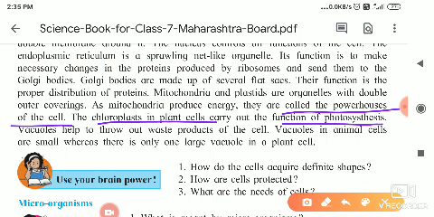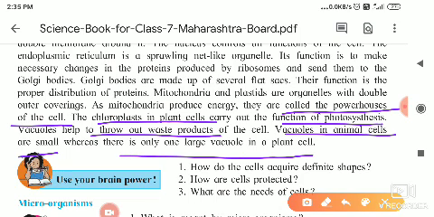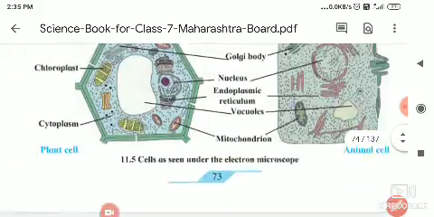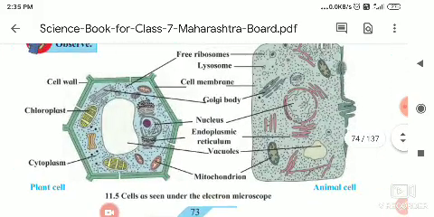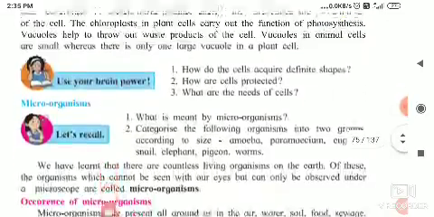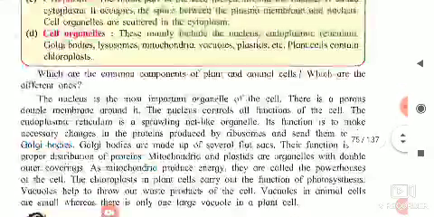Vacuoles help to throw out the waste products of the cell. Vacuoles in the animal cell are small, whereas in the plant cell they are big, as you see here above. So in this way, this is the general information on the plant cell and animal cell. All this we will see in detail in our next lecture.